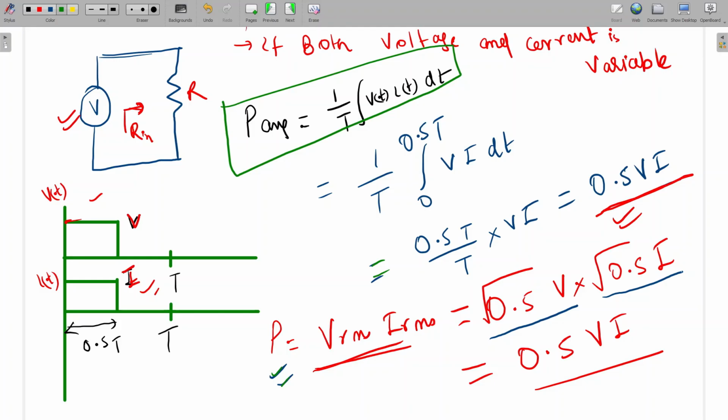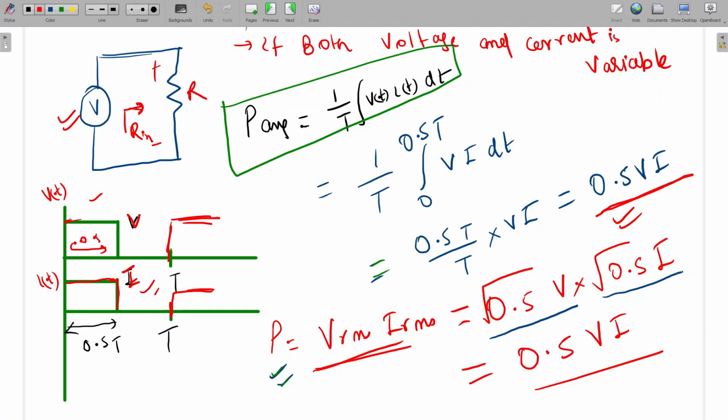Variable means they are functions of time. Yes. So see here, voltage also. If you see the voltage waveform, this is available for 0.5 duty. This is a periodic voltage. Again, it will start from here. So this voltage is present across this resistance, so the current waveform also will be the same. It is also available for 0.5 duty. And this is the total time period. Again, it will start from here. So both of these are functions of time.